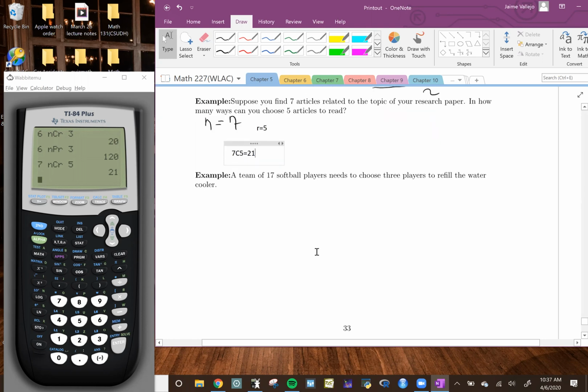Cool. All right, so I want you to do the last one. I just want you to get what the N is, what the R is, and find how many different ways they can select 3 people to refill this cooler. So take a minute and try doing this one right now.